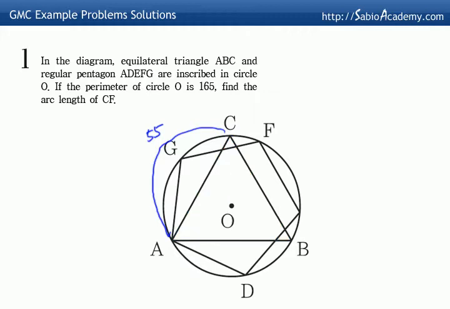Now let's take a look at this pentagon. The pentagon obviously will divide the circumference into 5 equal pieces. How do we know it's equal? Because they say it's regular. So if you divide this 165 by 5, you see each one is 33. I'm talking about the pentagon here, right? It gets messy, so let me write it again. That's 33, and the second segment of the pentagon is also 33.